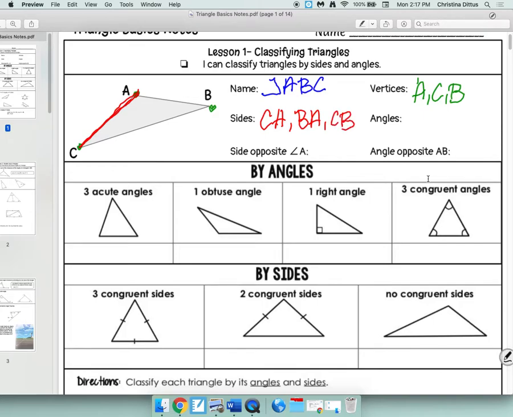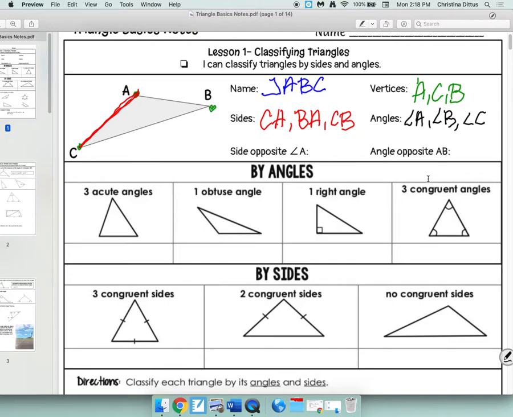The angles are just your vertices with an angle sign in front. So I have angle A, angle B, and angle C. So your vertices and angles are basically the same thing.